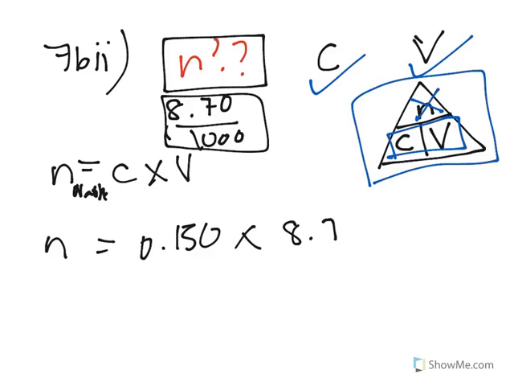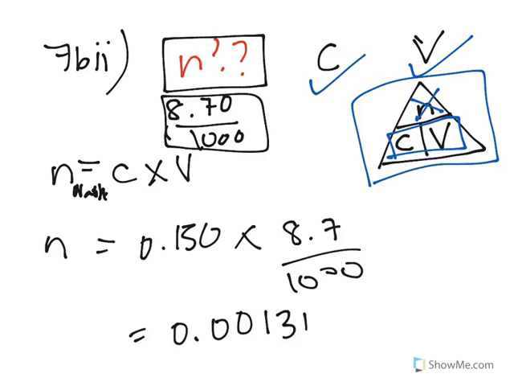So you just do 8.7 divided by 1,000, and that'll give you your answer, which is 0.00131 moles.